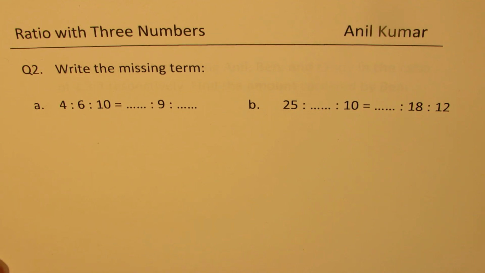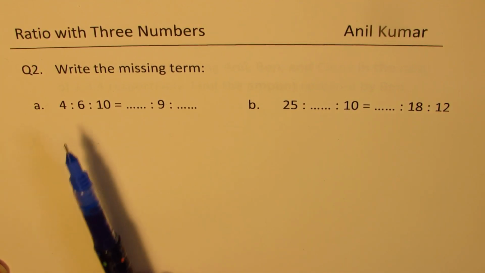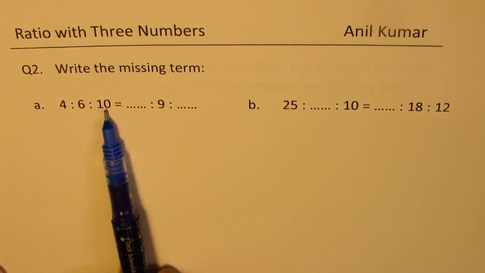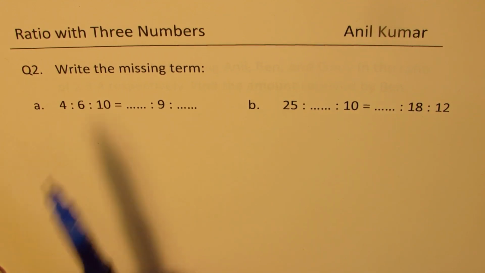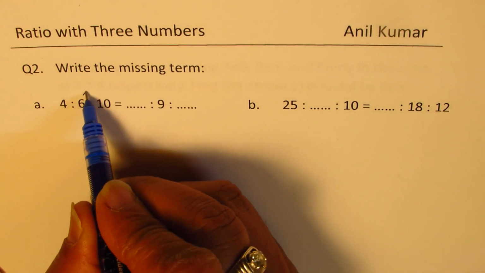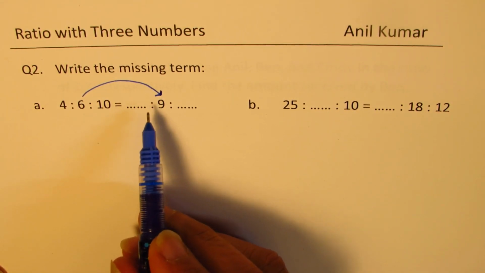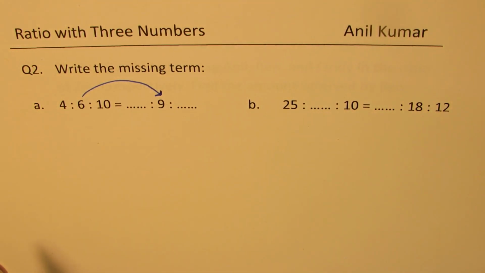Here in question number 2, we have a very similar situation as we had in the previous one. However, there is a difference. We are saying 4 is to 6 is to 10 is equal to something is to 9 is to something else. Now, how do I get from 6 to 9? That is slightly difficult. It's not a whole number. It is 1.5 times.